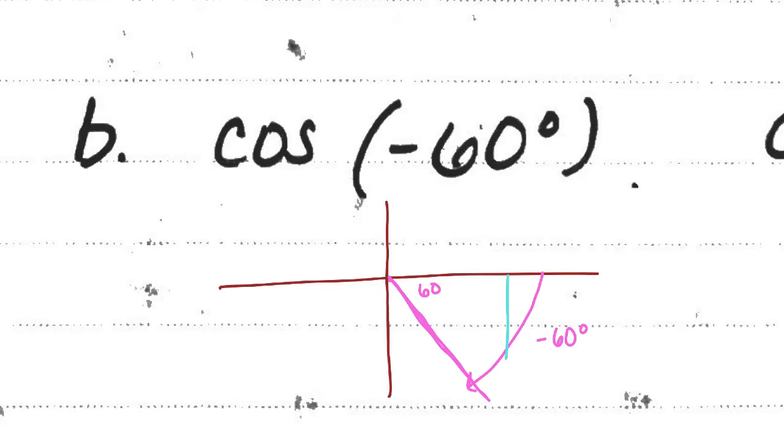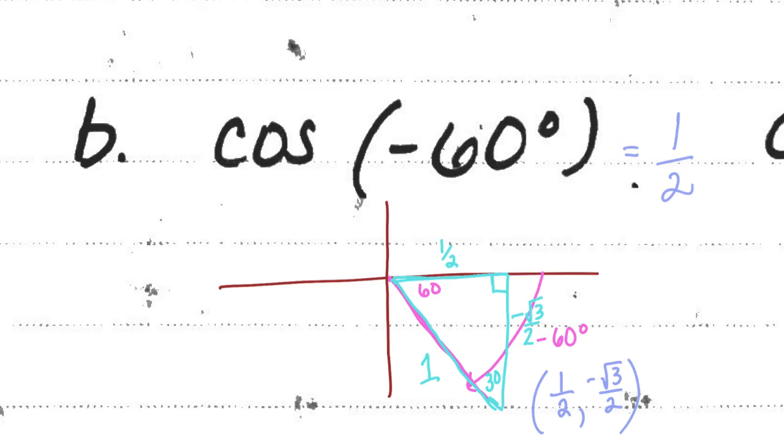We're going to drop our right triangle to the x-axis. So we know that the radius is 1. We know that this is a 30, 60, 90 triangle. I know that this is 1/2 and this is negative square root of 3 over 2. So if this point at x is 1/2 and the y is negative root 3 over 2, the cosine of negative 60 degrees is just 1/2.